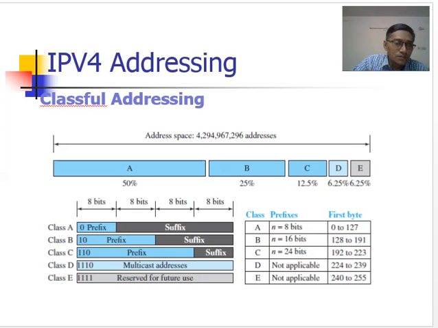Similarly, 10 is the prefix for class B. 16 bits are network, 16 bits are node, identifying the host. Similarly, class C addresses start with 110, with 24 bits for network and only 8 bits assigned for host. Class D has 1110 as the prefix, and class E has 1111. Class D is used for multicast addresses, and class E is reserved for future use.